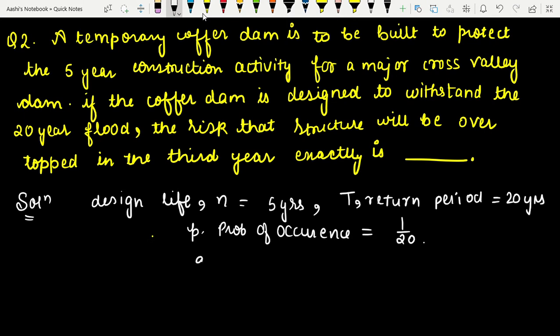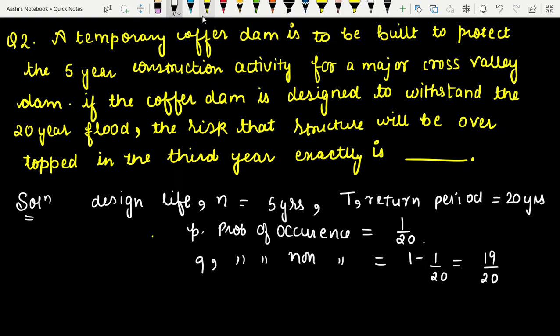Now, what is the probability that the flood event of such magnitude will not occur? So, the probability of non-occurrence will be equal to 1 minus 1 by 20, which is 19 by 20. This is the probability of not occurring. The question is asking, what is the risk, what is the chance that the structure will be overtopped in exactly the third year? That means for the first year the structure will be safe.